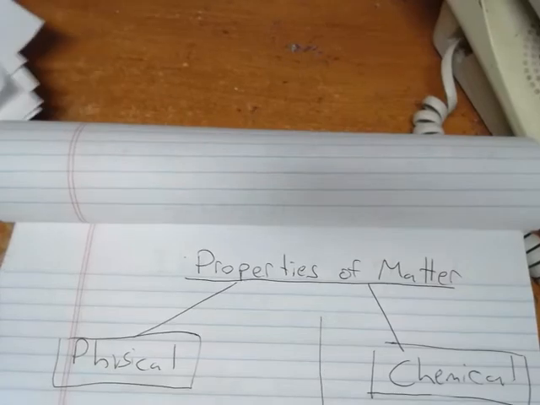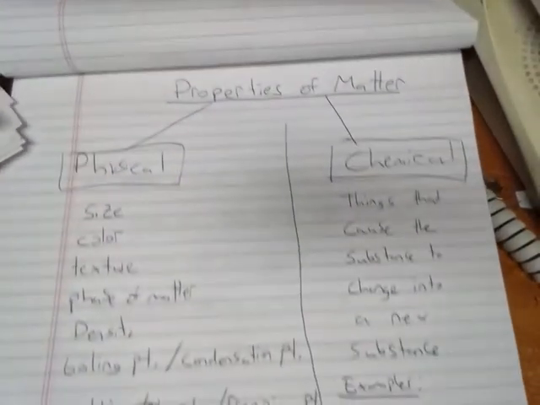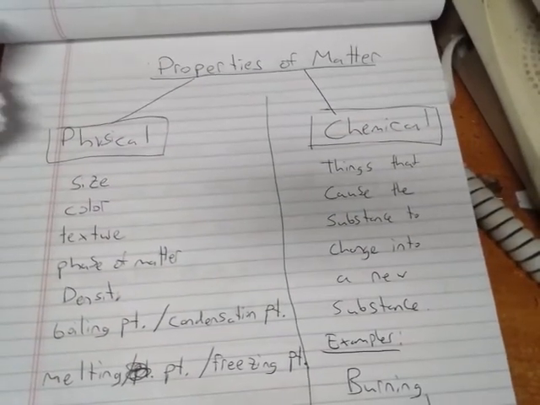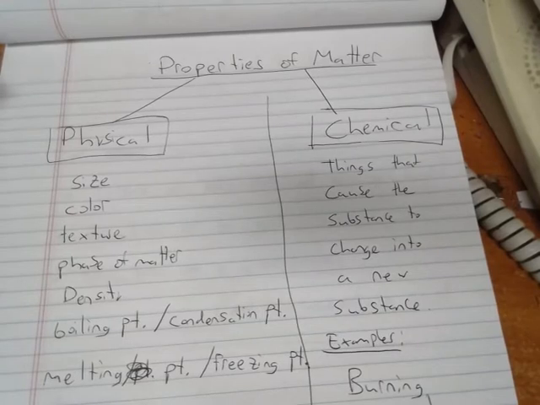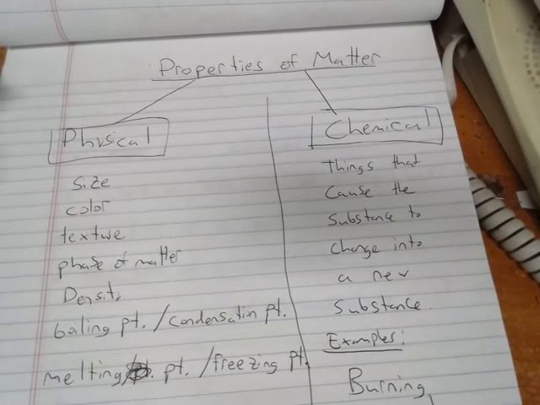So when we talk about physical properties of matter, we're talking about things like size, color, texture, phase of matter, like solid, liquid, gas, density, boiling point or condensation point, melting point or freezing point.